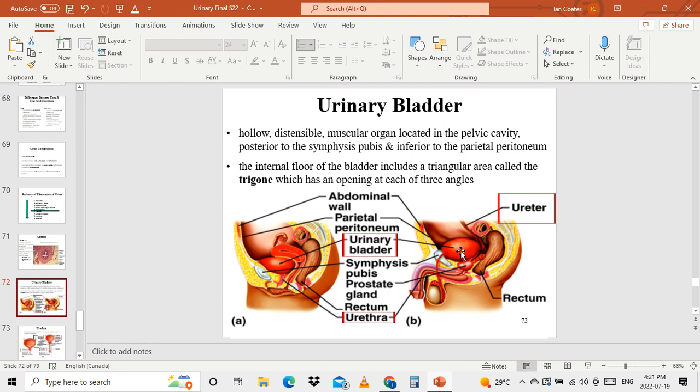So the bladder, hollow distensible muscle organ located in the pelvic cavity, posterior to the symphysis pubis and inferior to the parietal peritoneum. The internal floor of the bladder includes a triangle area called the trigone, which has an opening at each of the three angles. And basically, I'm looking for transitional epithelial cells that will stretch.